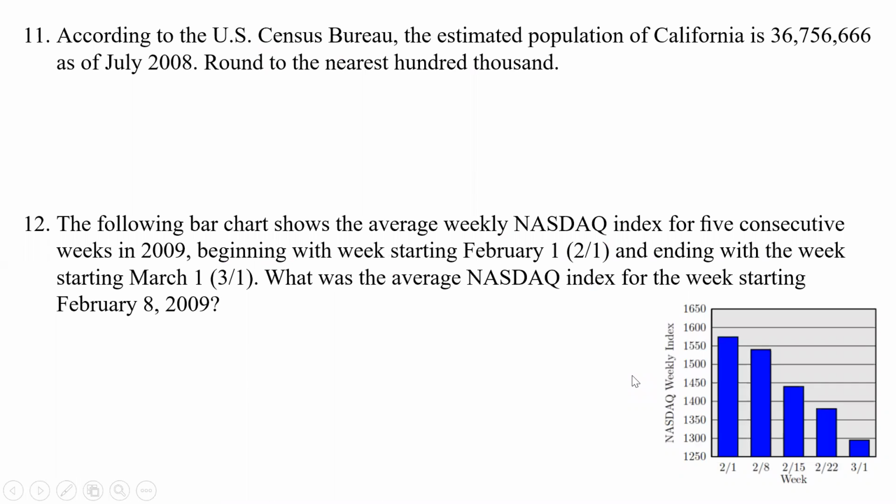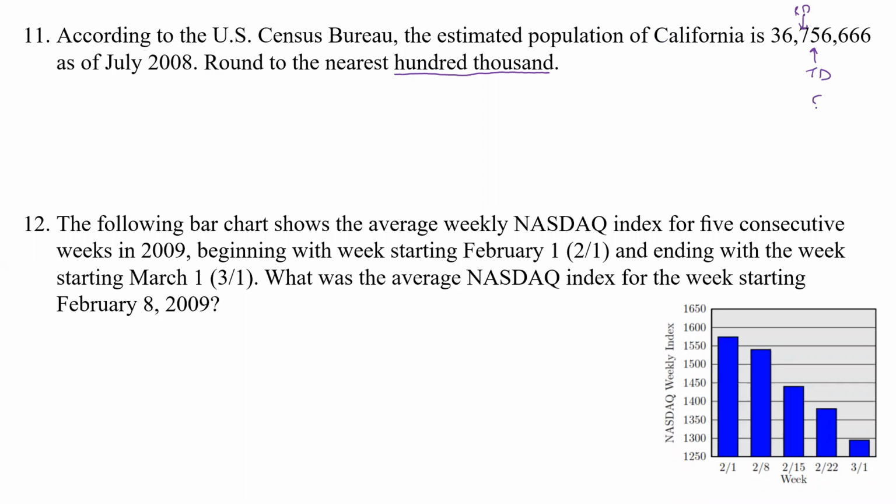Now, some word problems to give you a similar kind of thing to do. You still have to round, or you have to read a graph, but it's in a word format. So here it says, according to the U.S. Census, the population of California is 36,756,666 as of July 2008, and we want to round to the nearest 100,000. So where's the 100,000? Well, that's going to be right here. So that's going to be our rounding digit, and this is going to be our test digit.